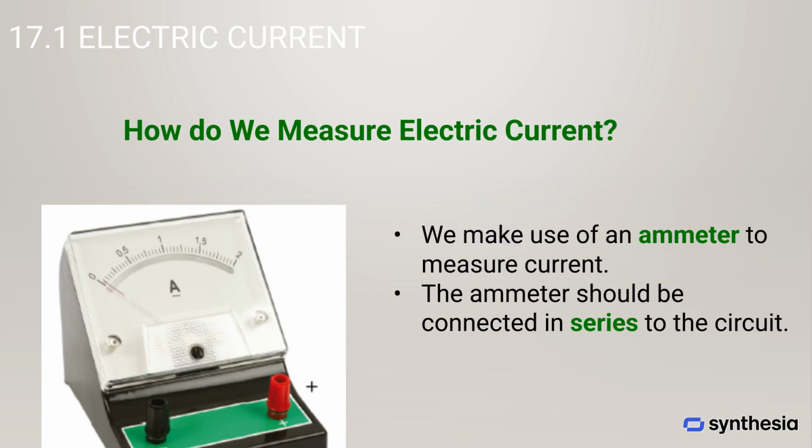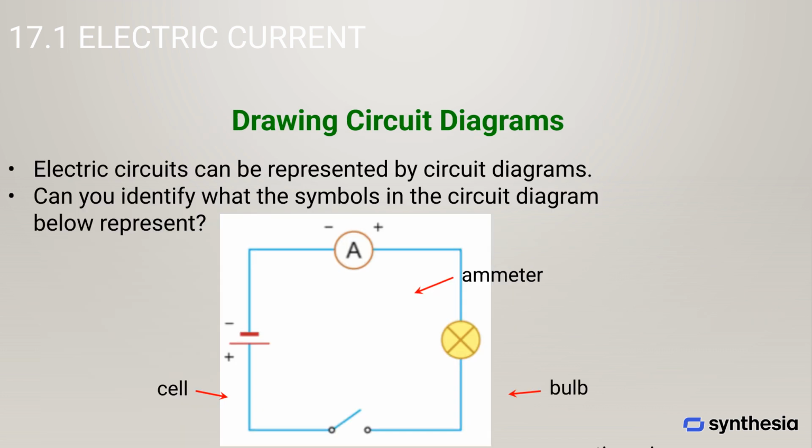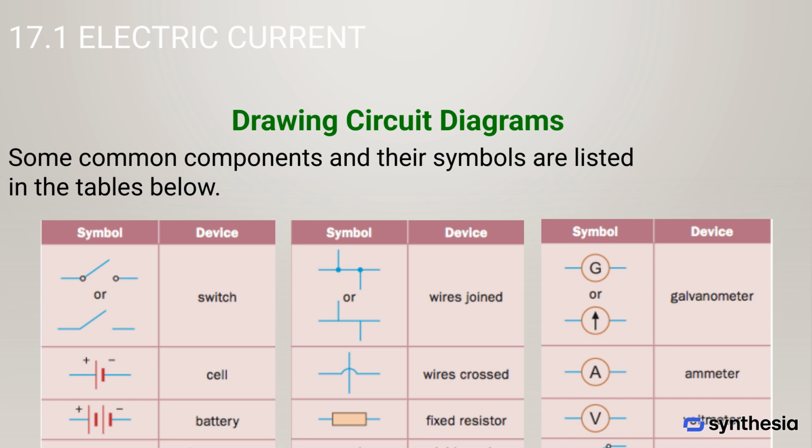We make use of an ammeter to measure current. The ammeter should be connected in series to the circuit. Some common components and their symbols are shown here.